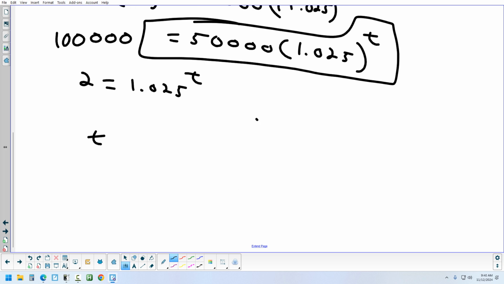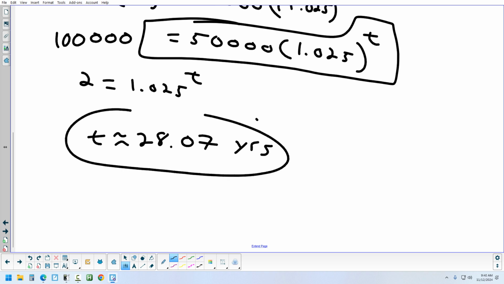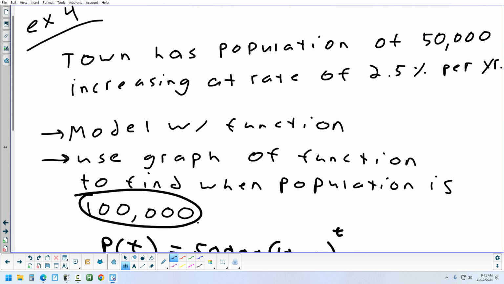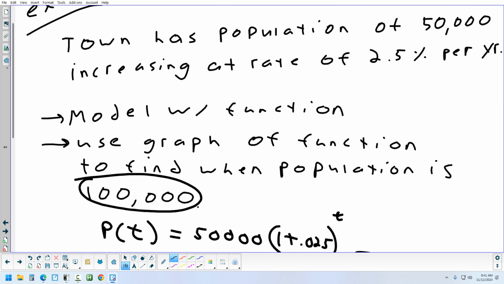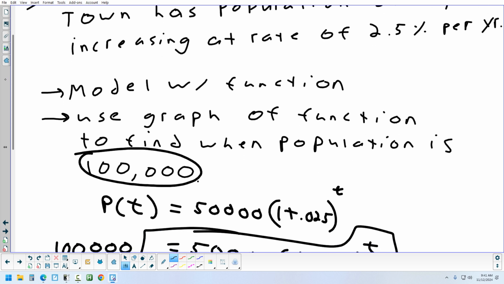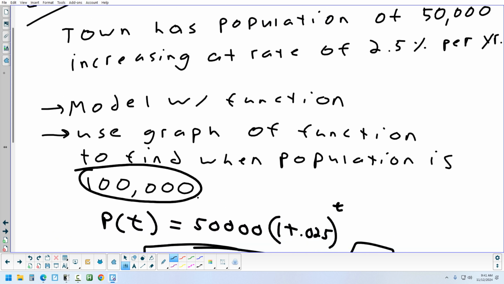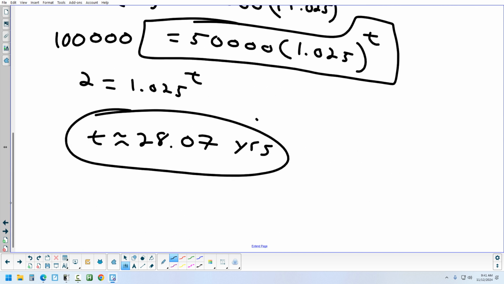So the amount of time is about 28.07 years. Huh. To like double your population. It's not that bad. To double the population. Yep. So that's another way I could have worded this question. I could have said, tell me how many years for the population to double. Then you'd have to figure out, well, that means 100,000. Okay, but I gave you the 100,000 this time.